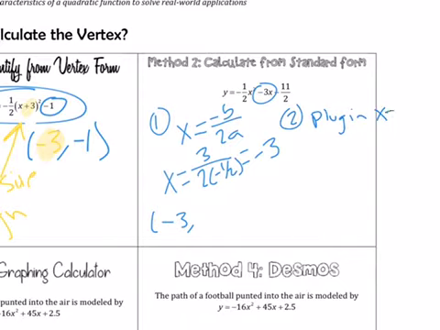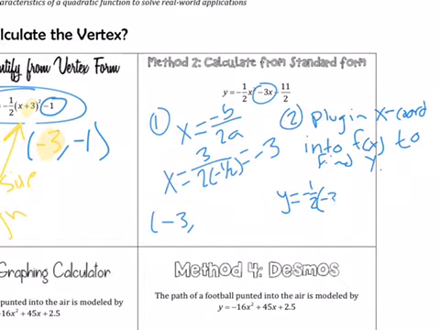Plug in the x coordinate into f of x. Remember, that's our function notation right there, or really just into our equation to find y. Okay? So what that would look like, we'll try to find y. It's going to be y equals negative 1/2 times negative 3 squared minus 3 times another negative 3, and then minus 11 over 2. We do all that, we're going to end up with the answer of negative 1.